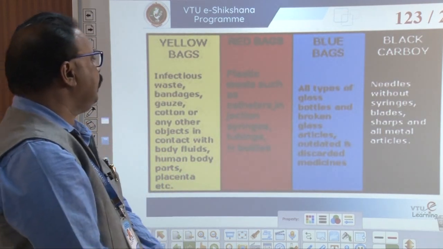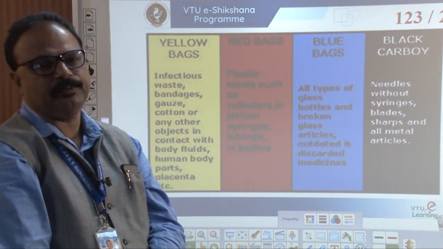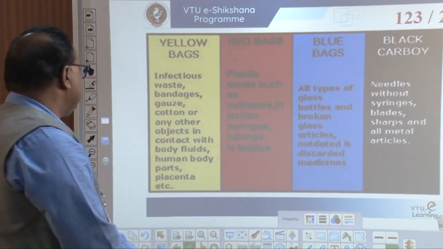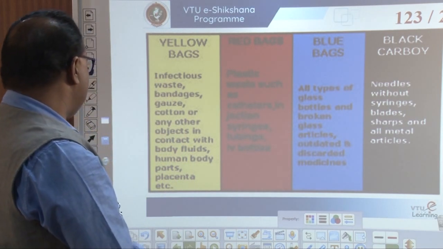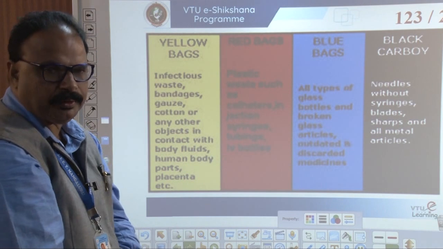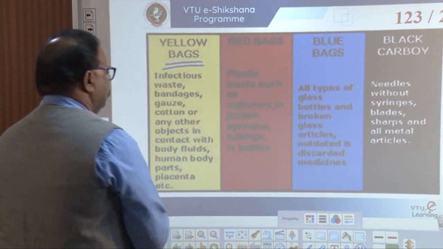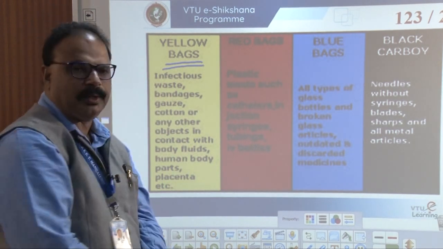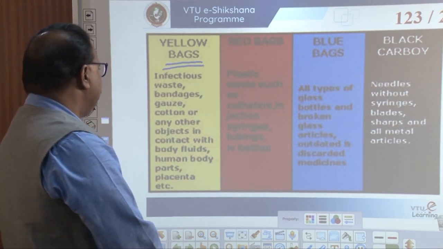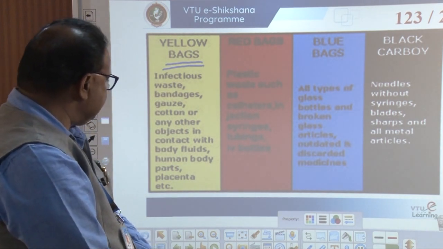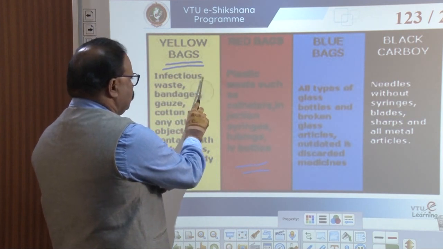See, yellow color bag, I explained; black color bag, blue color bag, I explained the colors and which waste fits in them. In the yellow color bag: infectious waste, infected waste, bandages, gloves, cotton or any object in contact with body fluid, human body parts. This is very, very important: the yellow color bag contains more organic parts. And the red color bag: plastic waste such as syringes, plastic bottles, blood plastic bottles. Yellow color is very, very important.